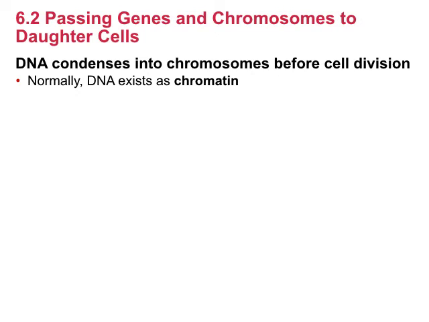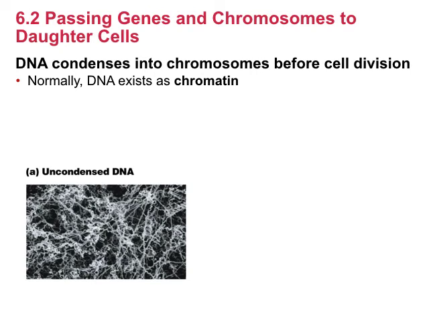Okay, so we looked at replication. Now let's look at condensation. Normally in the cell, DNA exists as chromatin. Chromatin is uncondensed DNA wrapped around a few proteins, but it's like silly string or spaghetti. It's just a mess. You can see in this picture, this is an electron microscope picture of chromatin in the nucleus, and it is a mess of a web of DNA.